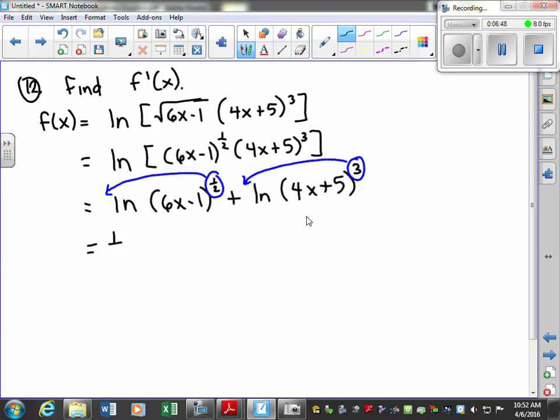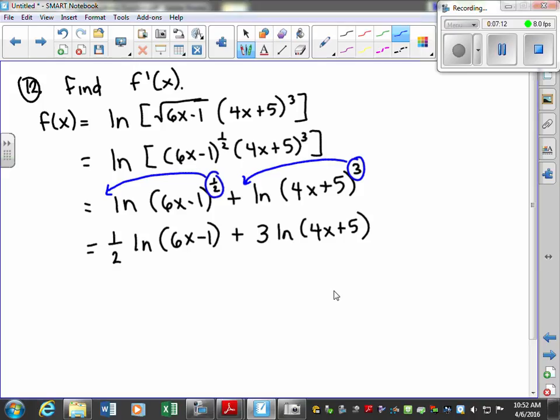If you can skip some steps, that's fine. I'm just going to try to show every step here so you can be familiar with that. So now we'll bring the 3 out front. And all right, so this is probably about as simplified as I can get it. I have two terms here. Now we're ready to actually take the derivative. So we're going to take the derivative next.